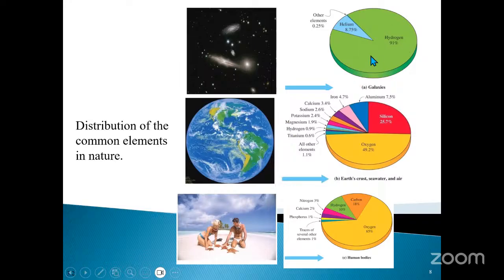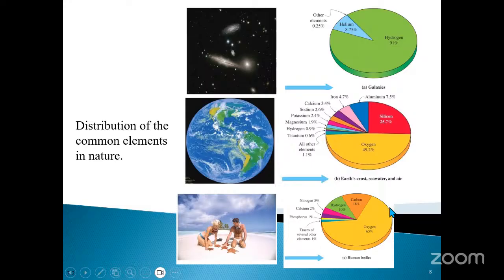As we said before, hydrogen is 91%, and then helium is 8.75%. And then this little sliver right here is where other elements would occupy, which would be 0.25%, all right? Then in terms of the Earth's crust, as we said before, oxygen is 49.2%. And then the next most abundant element is silicon. Then you have 7.5% for aluminum, and then 4.7% for iron, and then you have the others right here.